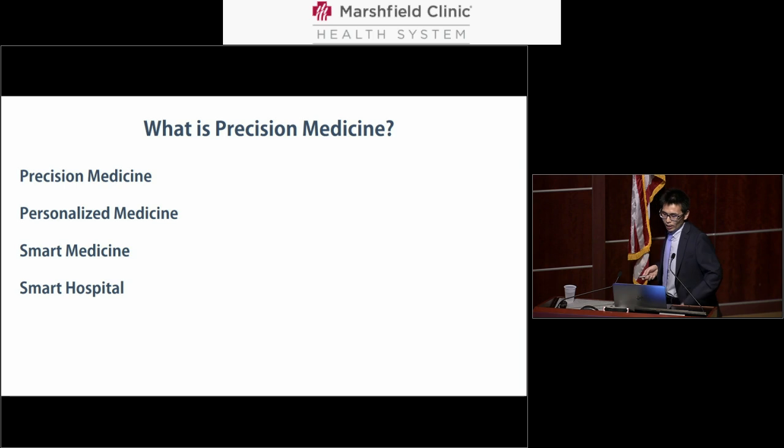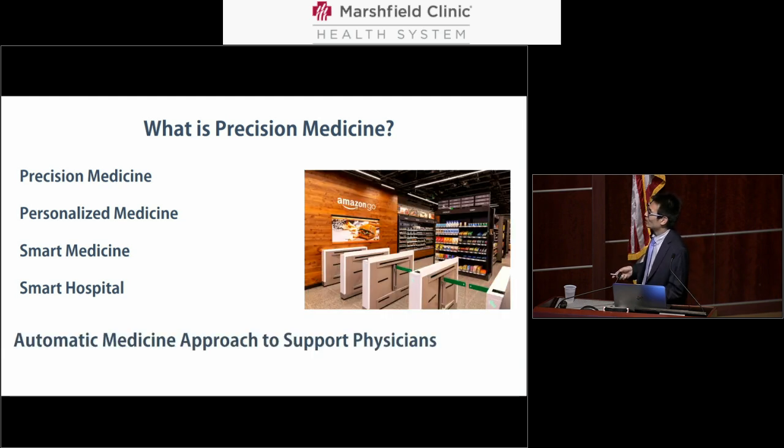So the next question is, what is precision medicine? For me, actually, I cannot tell the difference between these different concepts, for example precision medicine, personalized medicine, smart medicine, or smart hospital. I don't know actually what the difference between them is. But as a bioinformatician, what I think is that precision medicine is automatic medicine, actually. We want to build some tools and pipelines to help the physician do everything very smoothly and very quickly. So for me, it is just like automatic medicine.